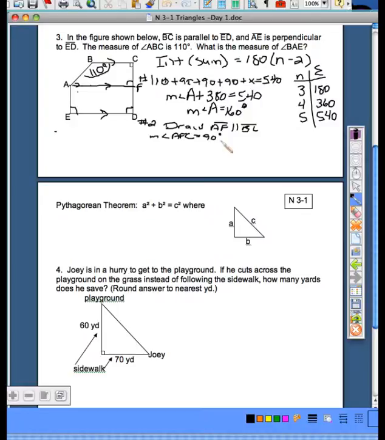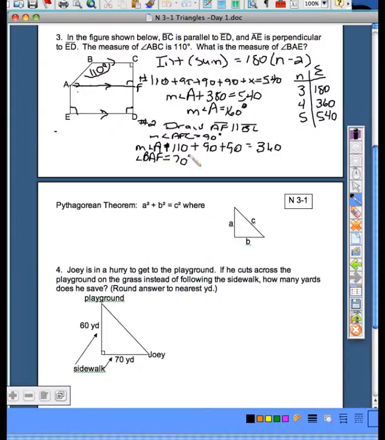Okay, and then if you remember that a quadrilateral is 360, you have the measure of angle A plus 110 plus 90 plus 90, it should have been a plus, is going to be equal to 360. So this part of the angle, BAF, is equal to 70 degrees.